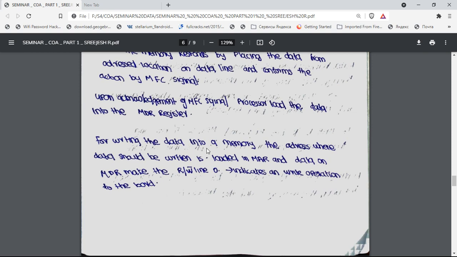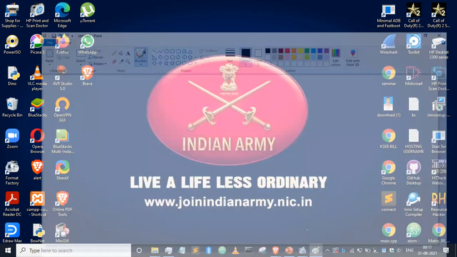For writing the data, it is also simple, data into memory. The address where the data should be written is loaded to MAR, and the data is loaded to MDR. So in the case of writing, we have two parameters.